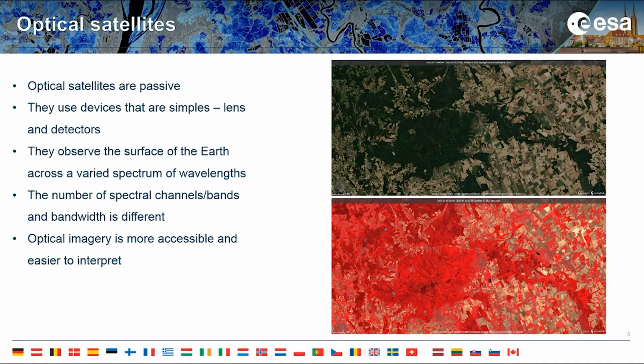The optical imagery is easier to interpret because it's natural color. In the image above, on top we have the natural color RGB, and we have the same area with a combination of near infrared, false color infrared. And you can see that the vegetation is very bright red with respect to the crop fields here.